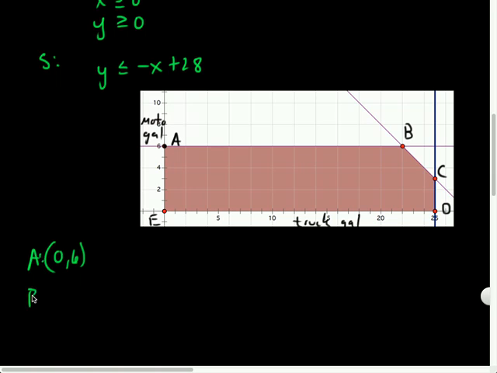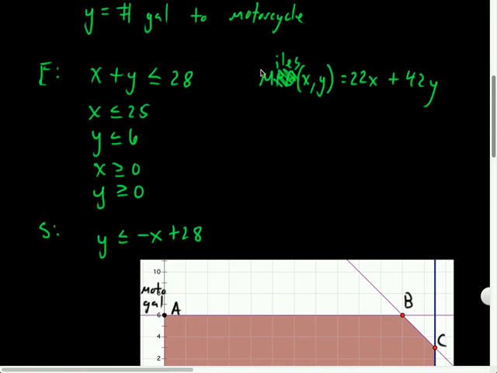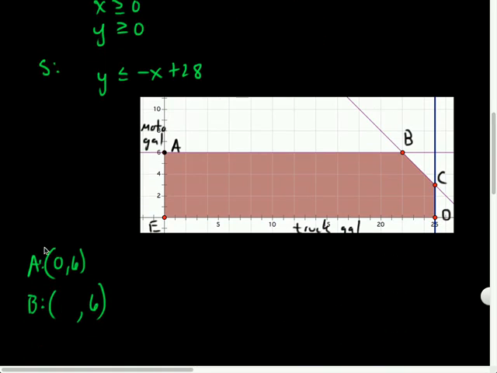All right. B appears to be the point... Well, it looks like I can read that off the graph pretty confidently, but I know that the y coordinate is 6, and B is also made up of my diagonal line here. So what I could do is plug in 6 for y and solve for x. So if I plug in 6 here, x is equal to 22 if I subtract that from both sides, right?